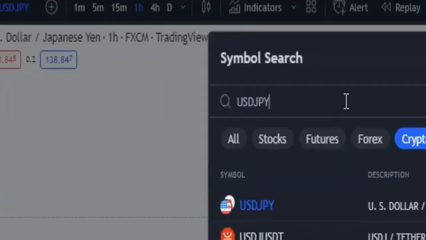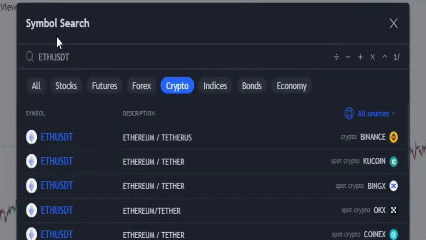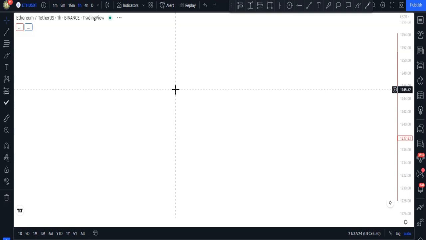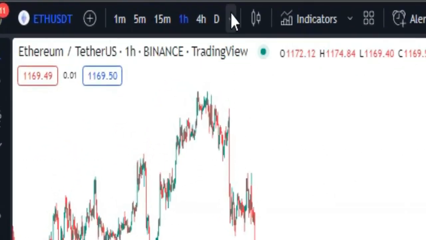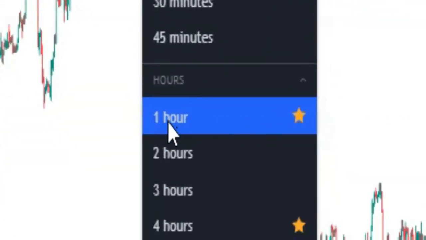In the symbol section, search for Ethereum. And then set the time frame to 1 hour. But keep in mind that you can use this strategy on any market and any time frames.